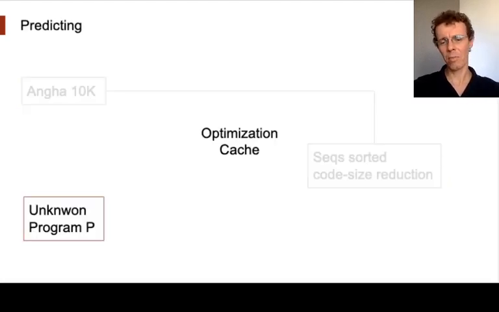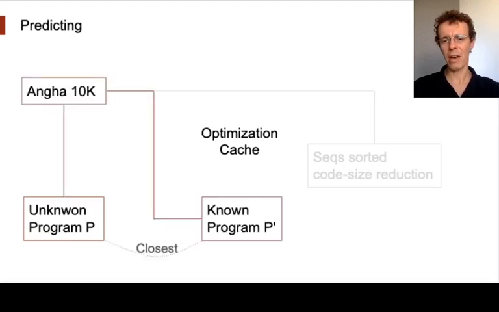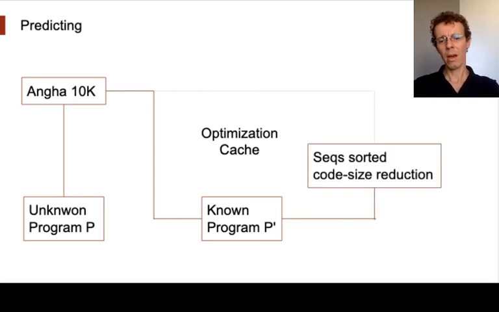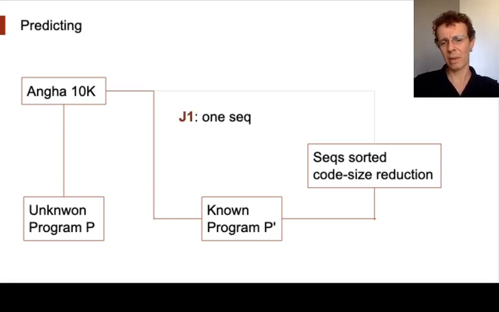So, given an unknown program P, we find in the optimization cache the program P' that's the closest to P, using Euclidean distance on the numeral feature vectors. And then we choose among the sequences of P' the one that we shall use to compile P. That can be just one sequence, like the one that's the best for P'. Let's call this strategy J1.